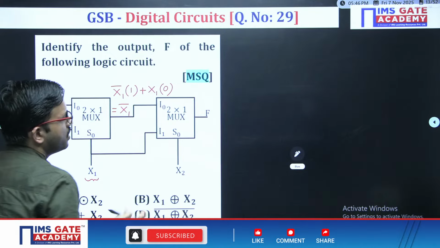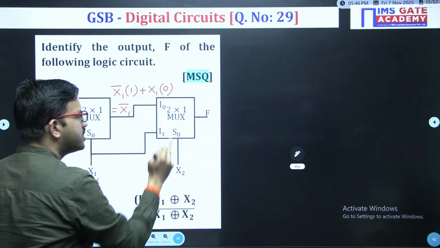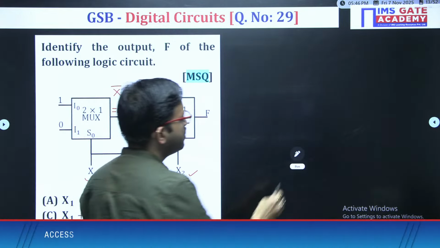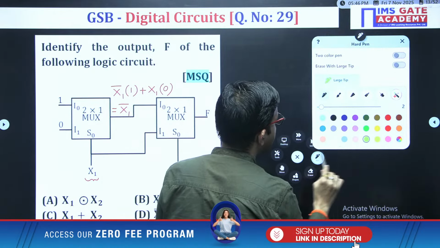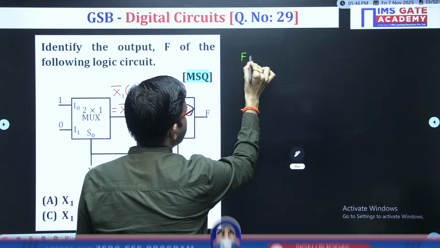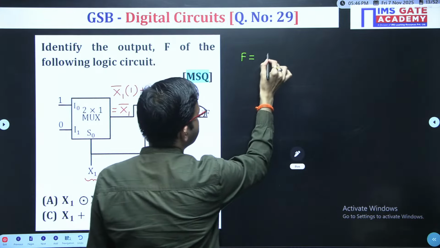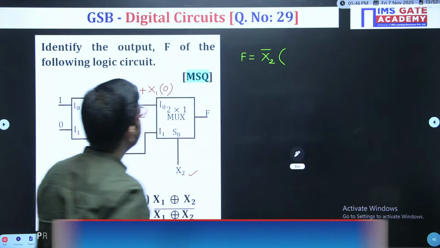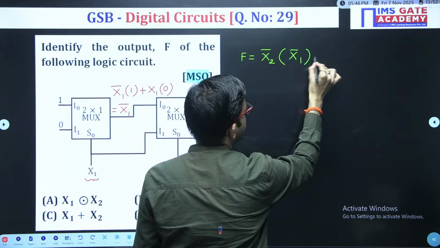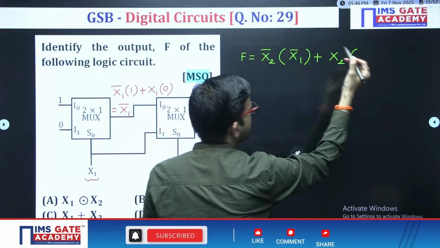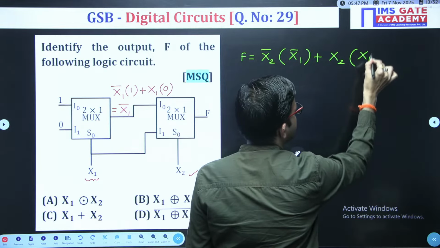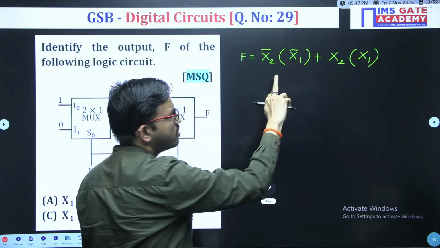Next, here you are having once again a 2 by 1 mux. In this case, the selection is X2, I naught equal to X1 bar, I1 equal to X1. Now once again you can use the standard equation and get the final expression. So here F equals selection X2 bar into I naught, which in this case is X1 bar, plus selection X2 then I1, which is nothing but X1. So you are getting X2 bar X1 bar plus X2 X1.